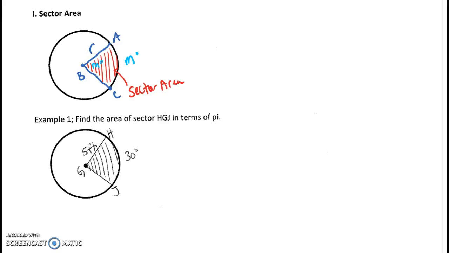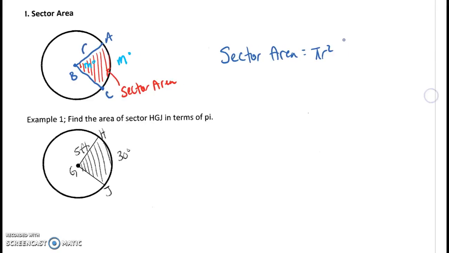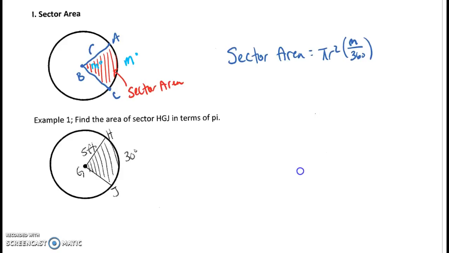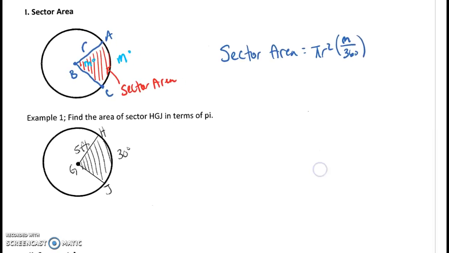All right? And sector area is one simple formula, pi r squared, which is the area of a circle, right, times m over 360. And that's going to tell us what portion of that 360-degree circle we are actually calculating. So again, it's the area of the circle, pi r squared, and then times just the piece we want, so m over 360. Okay? So take a look at example 1.